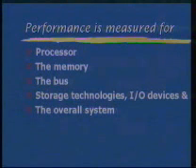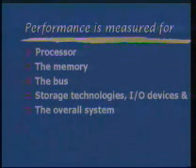The basic performance of a computer system is measured for the processor, for the memory, for the bus, for the storage technology and I/O devices, and all these things are put together into one particular performance test, and that is the overall system performance. That will be the major concern in any computer system, the overall performance of that particular system rather than the performance of individual components.